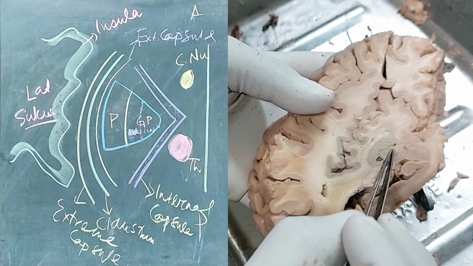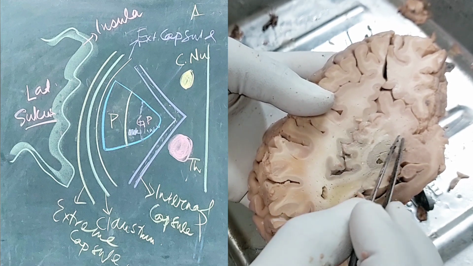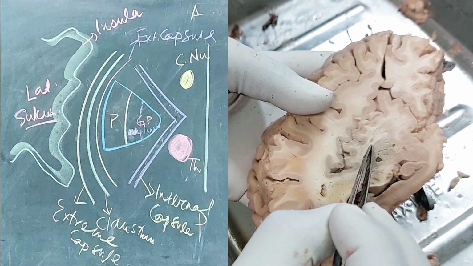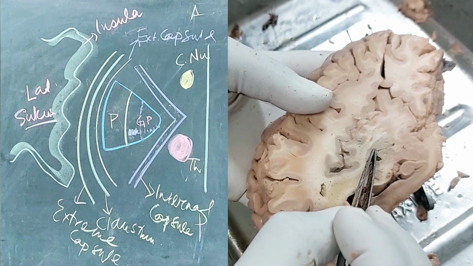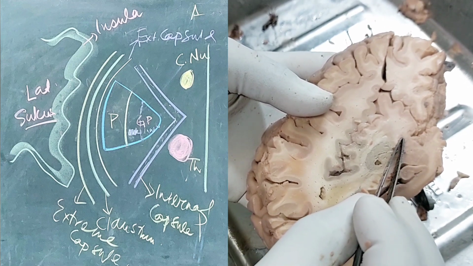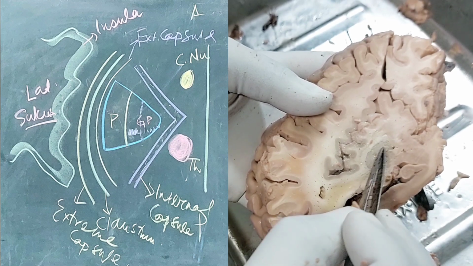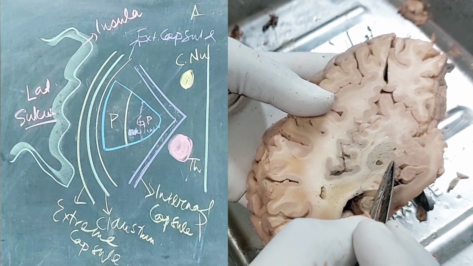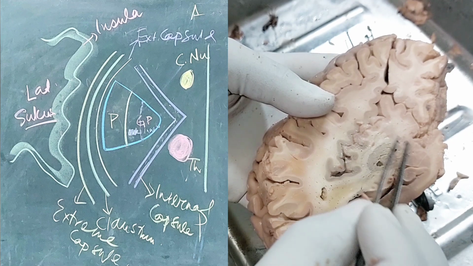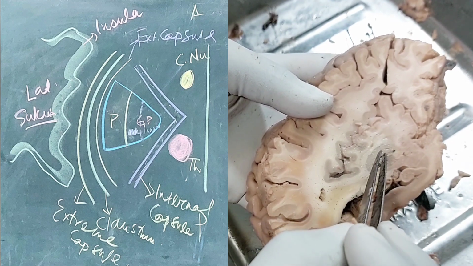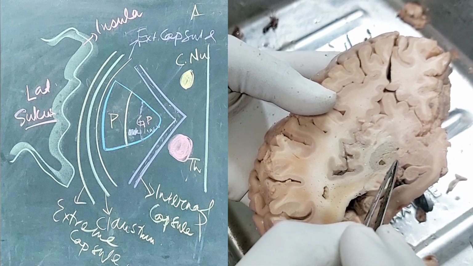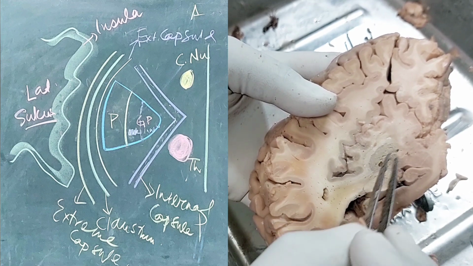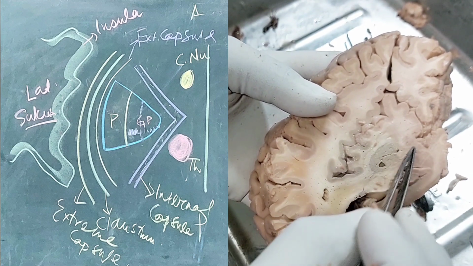Both the globus pallidus and putamen are parts of the corpus striatum. But the globus pallidus is a part of the paleostriatum, and the putamen is a part of the neostriatum. The caudate nucleus also is a part of the neostriatum. So the neostriatum, which includes the caudate nucleus and the putamen, and the paleostriatum, which is the globus pallidus, together are called the corpus striatum. Corpus means body, and striatum means striated in appearance, because many fibers run through this nucleus. So the name is corpus striatum.